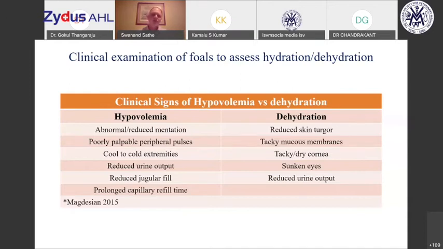So in a lot of these hypovolemic foals, you will see abnormal, depressed mentation. When I do a lot of field practice.